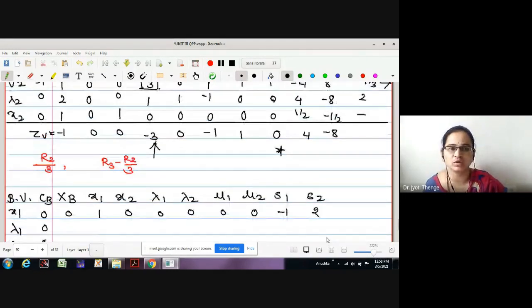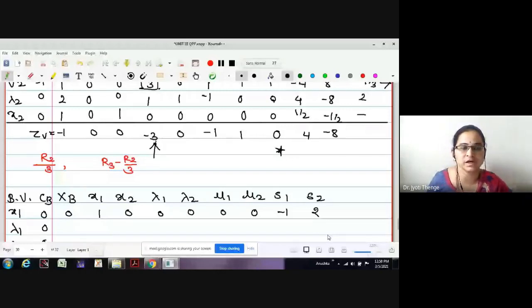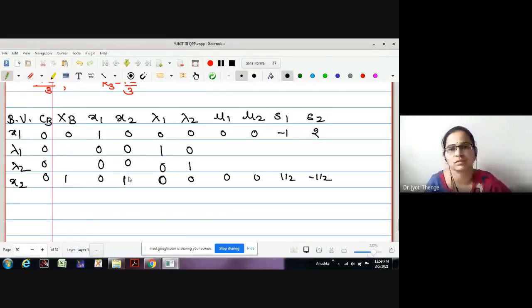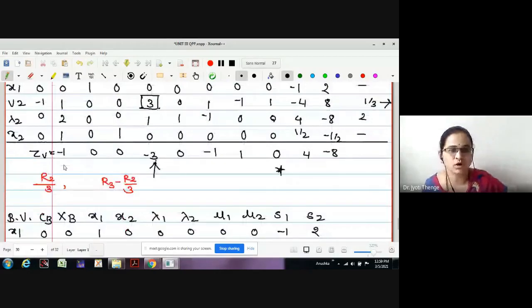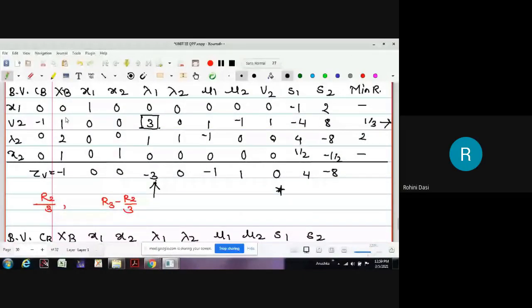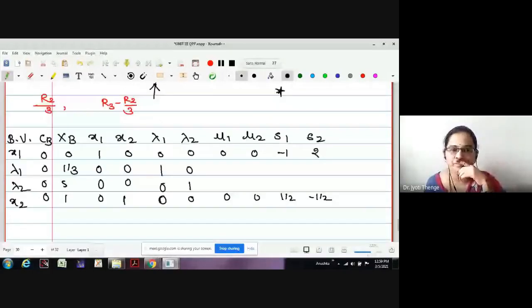What to do for second row? Let me write these identity entries. X1: 1000, 0, 0. Lambda 1: 0100, 0, 0. Lambda 2: 0010, 0, 0. What for X2? 0001. Now let us just fill up the blanks. For XB column, R2 by 3 uses 1 by 3. This entry is 1 by 3. What for R3? R3 minus 2 minus 1 third, 5 by 3. For new one, 1 by 3.